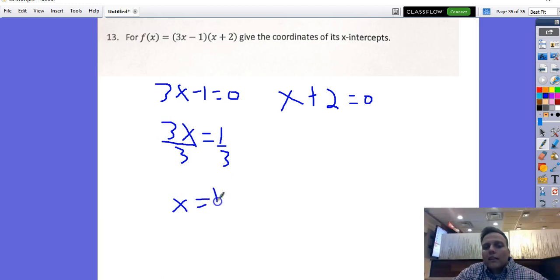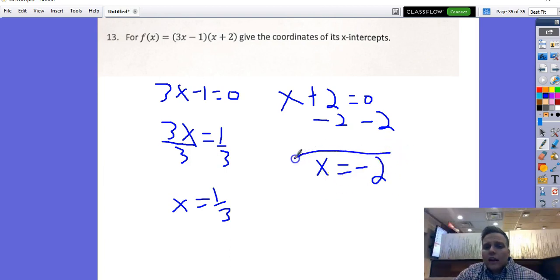That is one of my x-intercepts. Then my other x-intercept, let's go solve for it. x plus 2 equals 0. The opposite of adding 2 is subtracting 2. So this gives me x is equal to negative 2. And there you go. That's all she wrote.